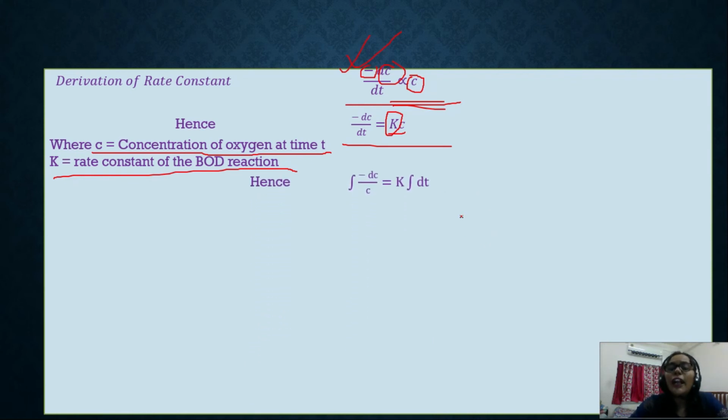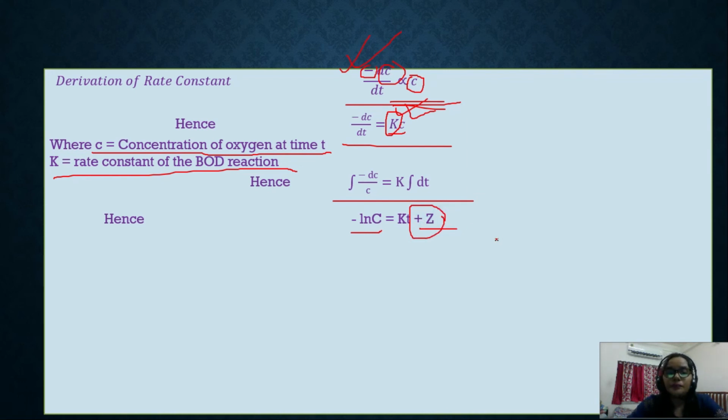Now what do we have to do? Now we have to integrate. If we want to know the value of K, we have to integrate this equation. So the integration of minus dC by C equals k times the integration of dt. What will be the next step? After integration, the integration of minus dC by C is obviously minus ln C, which equals k times the integration of dt, that is kt plus z. Here z is the integration constant.